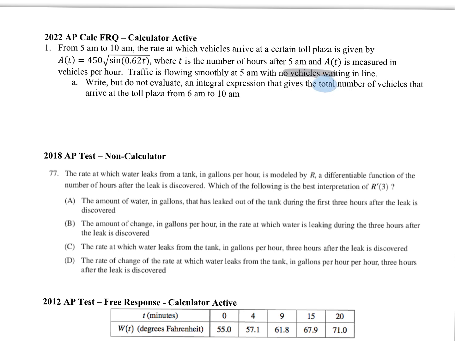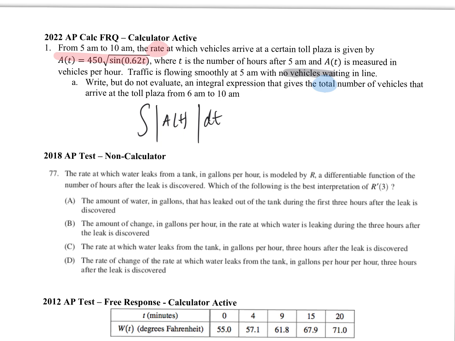So it says write but do not evaluate an integral that gives the total number of vehicles that arrive in the plaza from 6 to 10 a.m. Okay, if I've got a rate, how would I go from a rate of A into a quantity or an amount? You integrate. So we're going to integrate the absolute value of A of t. You could write in the whole formula, but you don't have to. You can just write in A of t.